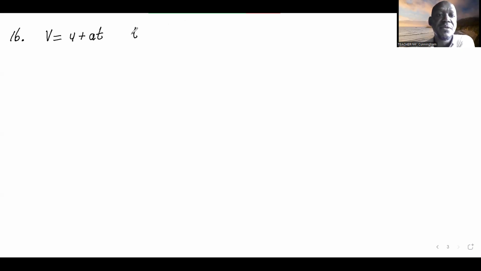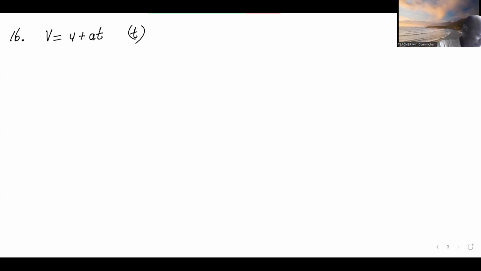So T, we're finding for T. If we're finding for T, what must we get rid of first, Jalia? The A? No, I can't get rid of the A first because that's A times T. So what do I get rid of first? Try again. The addition sign. So the U. You have to get rid of the U. So how do you get rid of the U, Julia?